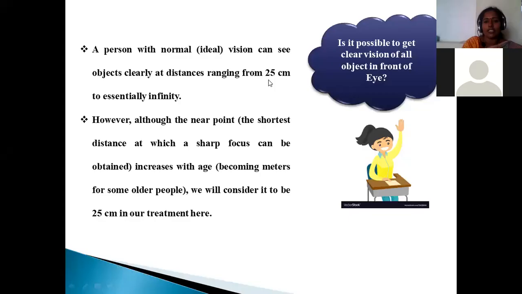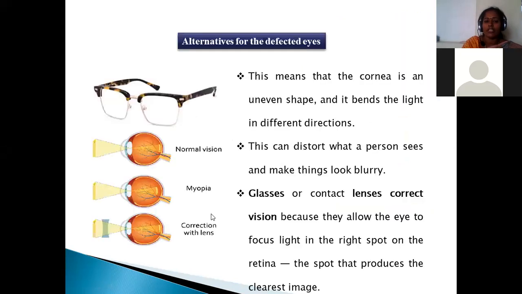All objects can be visualized in front of the eye. So if you are taking the distance of 25 centimeters, it is very convenient for the human being. However, the near point, the shortest distance at which sharp focus is possible, increases with age. So this 25 centimeters is not fixed for all people. All persons are not able to see at this distance. That depends upon age also, right?